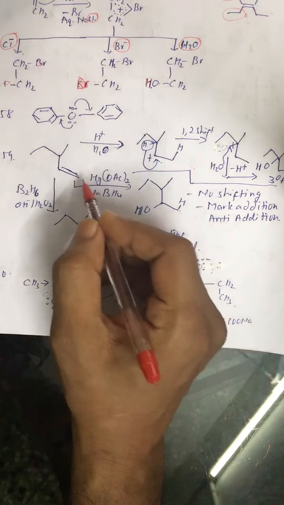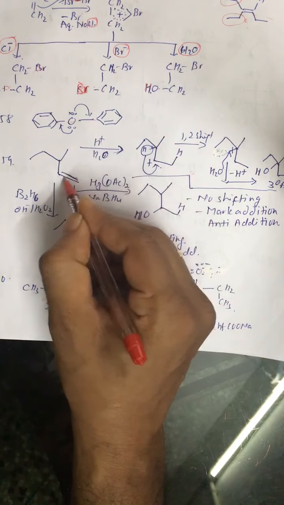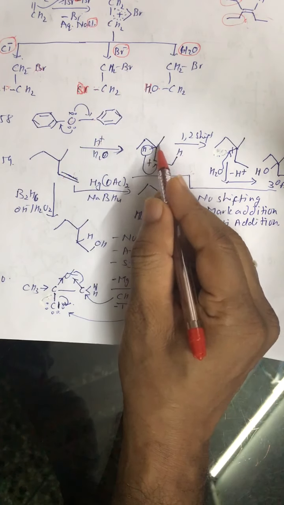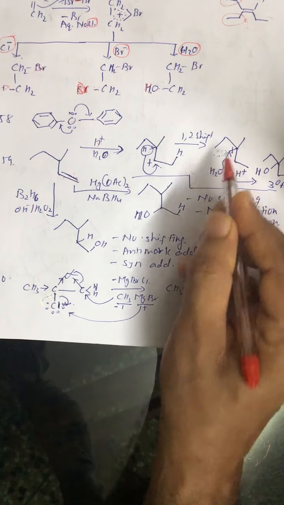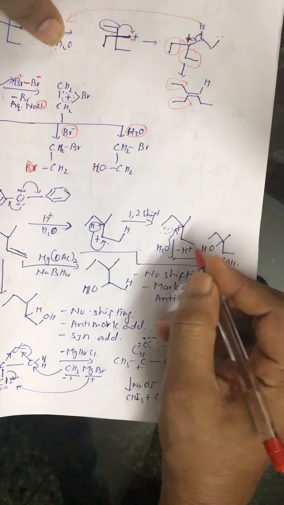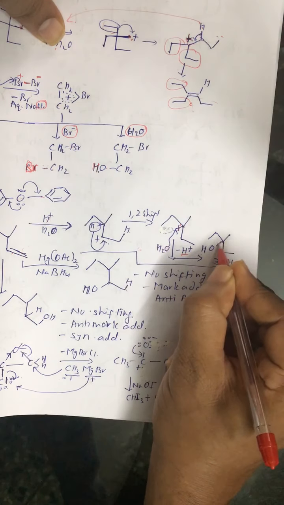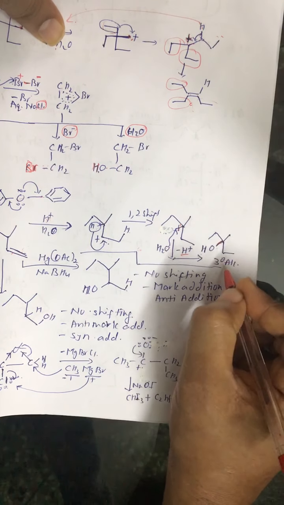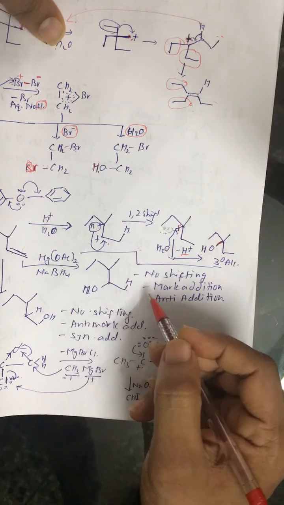See, first attack of H positive, according to Markovnikov's addition, and then it is a 1,2 hydride shift, so that we get tertiary carbocation. 1,2 hydride shift, and we get tertiary carbocation, and then attack of H2O and removal of H positive, so we can say attack of OH. So this is tertiary alcohol. We are getting tertiary alcohol in the first case.